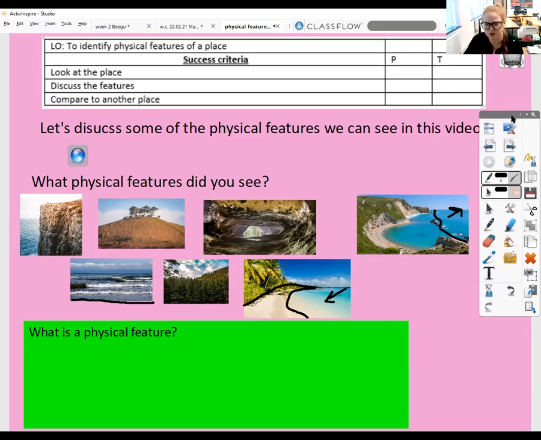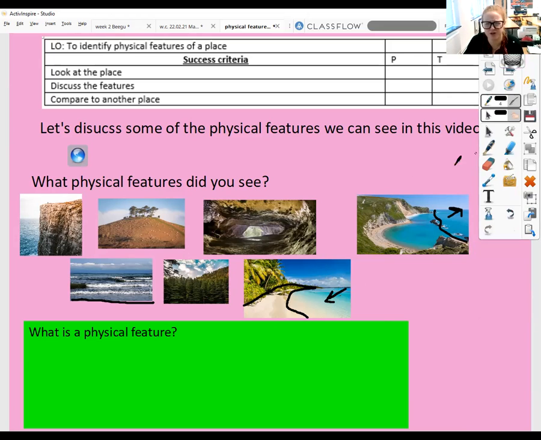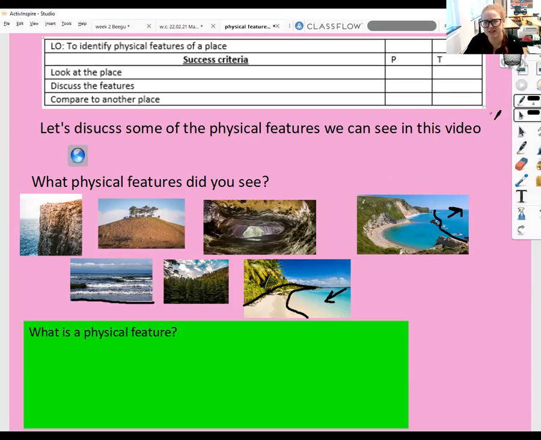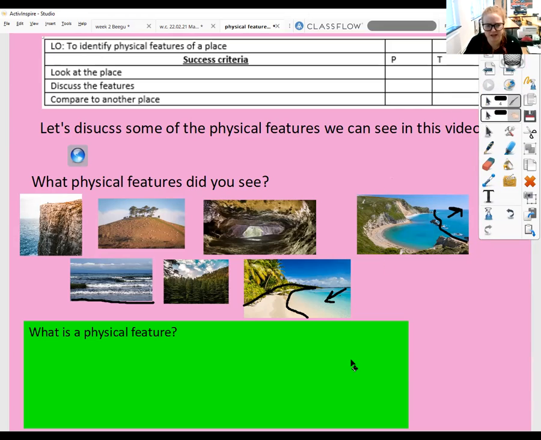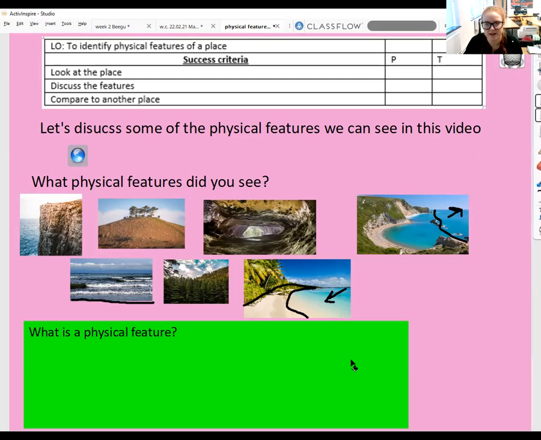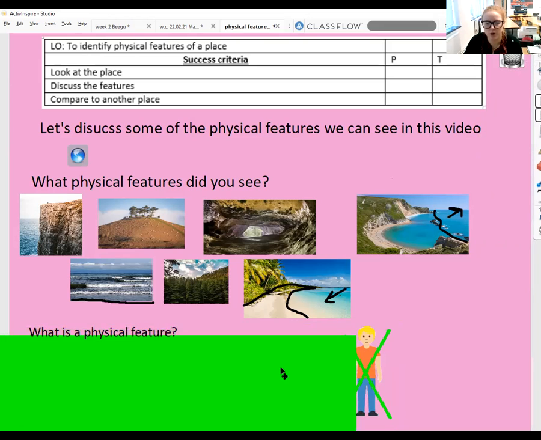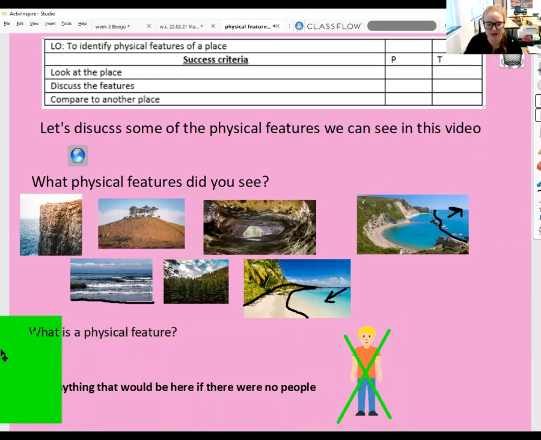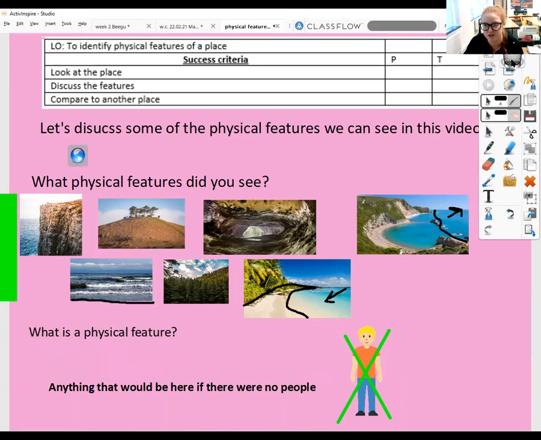Fantastic. Okay. So I've mentioned the words physical features a couple of times. Who can tell me what physical features means? It means if there were no people, they would still exist. So even without people, these things would still exist. Nobody built a cliff, nobody got a hammer and a chisel and built a cliff, nobody got a spade and dug lots of sand onto the beach. These are things that just naturally exist without humans or people getting involved.